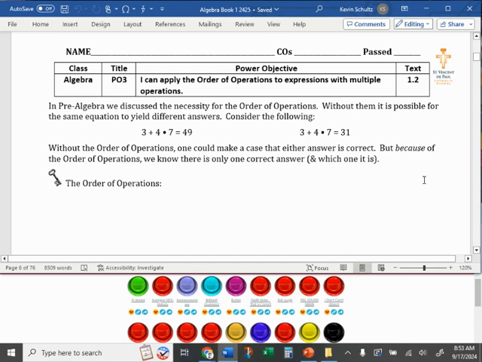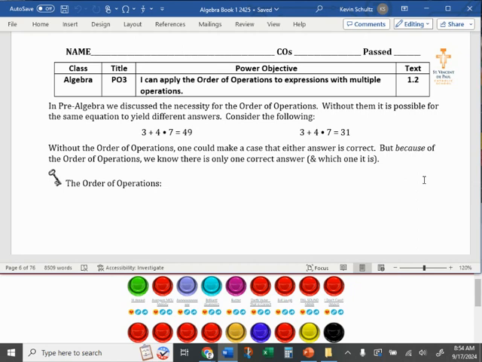Algebra, we are going over your first power objective of the year, which means it's an important one. This is one of the ones that if you do not pass on the test, then you need to retake it until you do. And the reason why it's a power objective is because it's the order of operations. Right? If math had like 10 commandments, the order of operations would be a part of it. And the reason why is explained right here in this opening example.